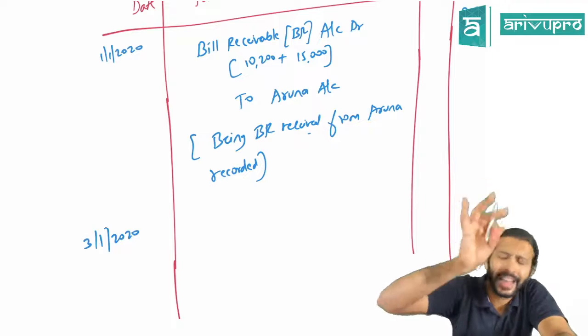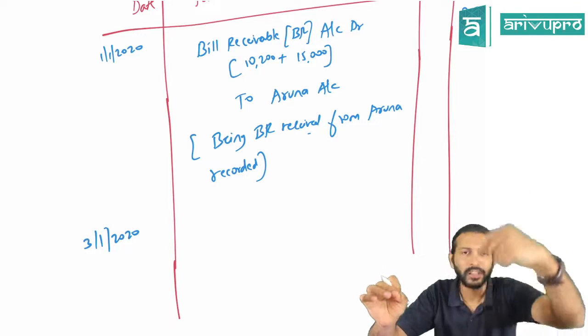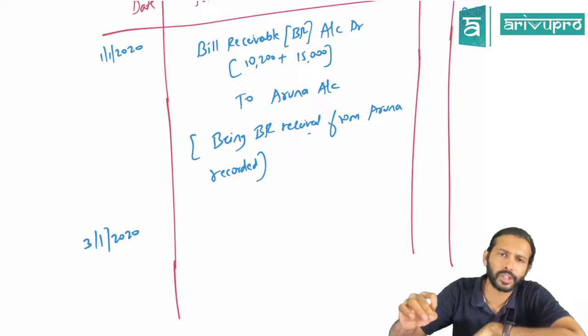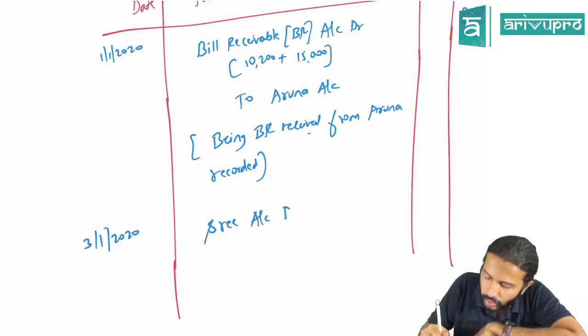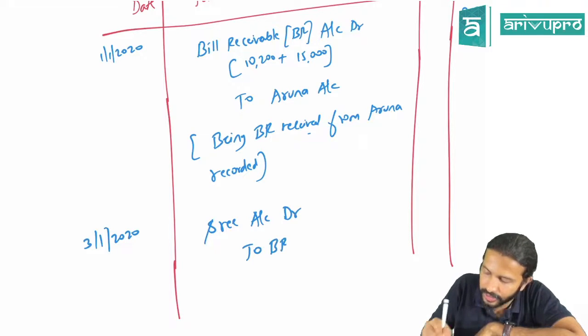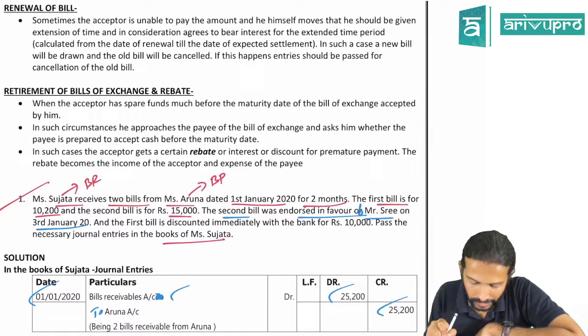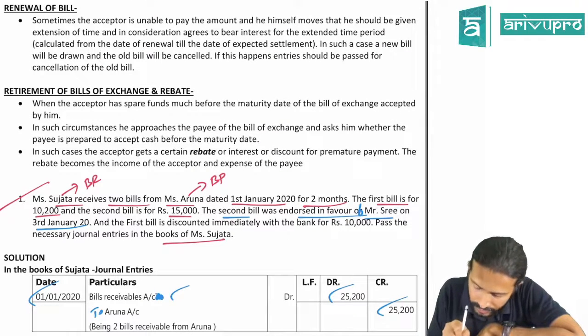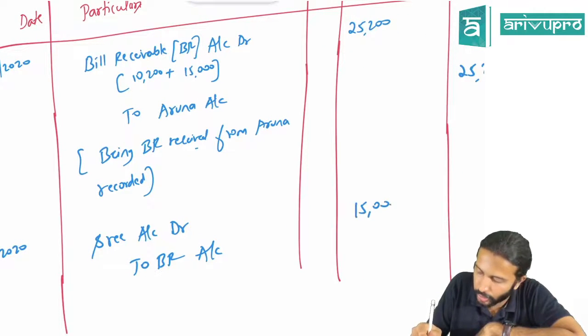If I had paid cash to Shri, the journal entry would have been Shri account debit to cash. Instead of giving cash, what did I give to Shri, sir? Bill receivable. So the entry will be Shri account debit to bill receivable account. Everyone okay now? Yes. What is the value of this second bill? Value of the second bill is 15,000. That means 15,000 worth of the bill I've given to Shri.